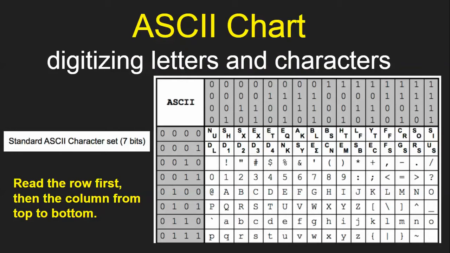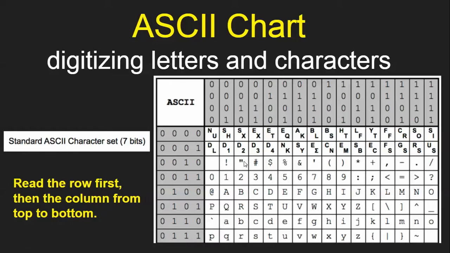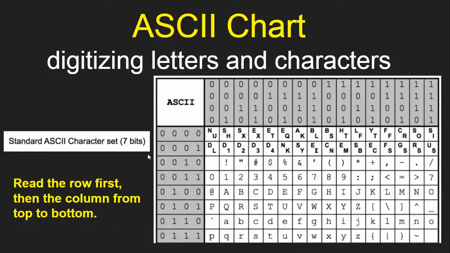So somebody created this thing called the ASCII chart, which is, again, how we're going to take letters. So here's letter A, capital letter A, as well as characters. So here's the exclamation point and quotation marks. How do we turn these into numbers that we can feed into a machine? It turns out when you're looking at what's called the standard ASCII character chart, which uses 7 bits, you read the row first and then the column.